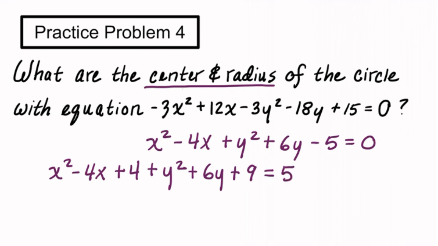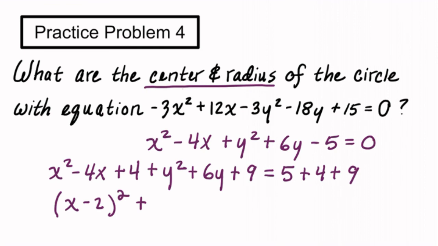Now I've added a 4 and a 9 to the left side of the equation, and I need to now add it to the right to keep my equation balanced. Why did I do this? I now have two perfect squares that I can factor. So the very first perfect square is going to be x minus 2 squared. If you do that out, if you FOIL that, you will get x squared minus 4x plus 4.